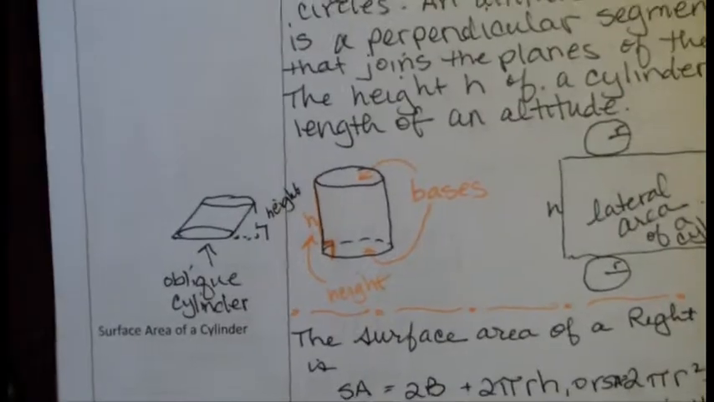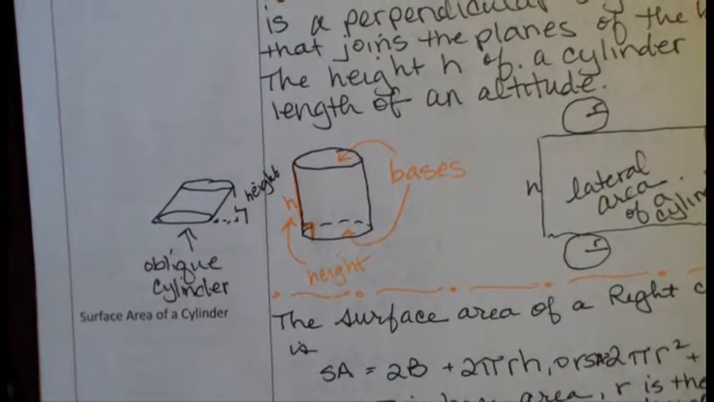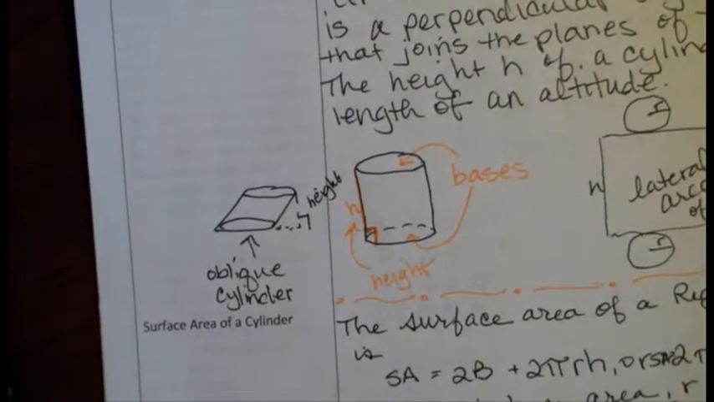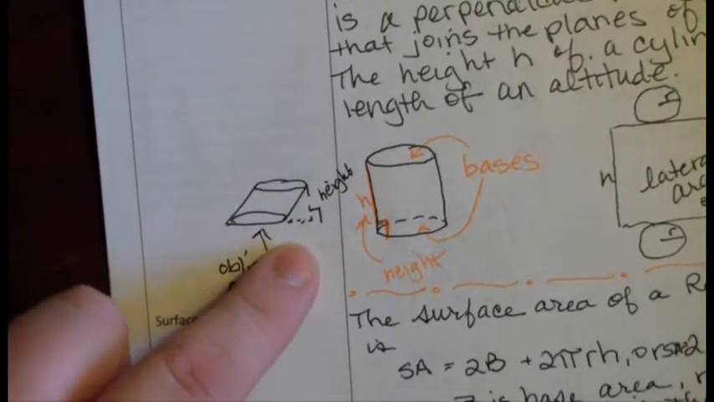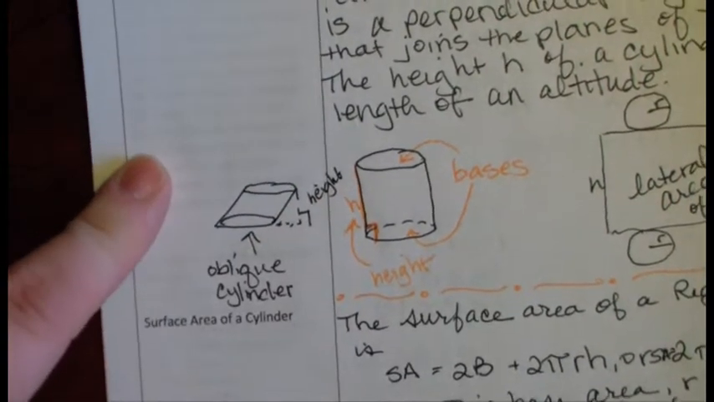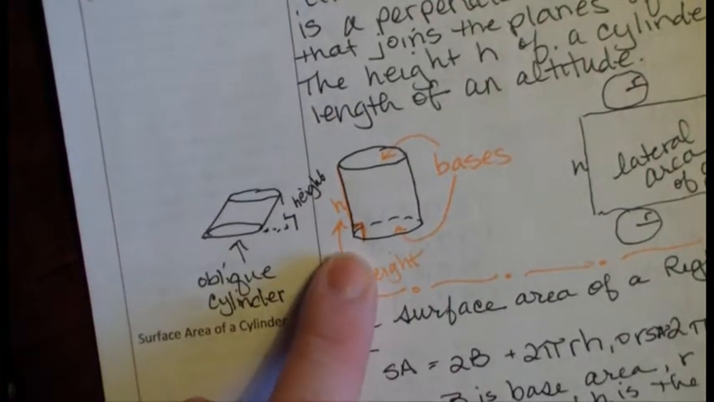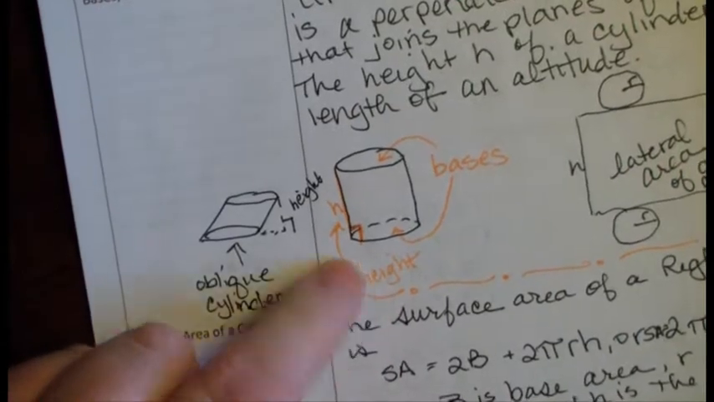Now, we do have right cylinders and oblique cylinders also. Oblique cylinders look something like that, where they're kind of shifted a little bit to the side, and the height tends to be outside of the cylinder. And so this would be an example of a perpendicular base, so it's a right cylinder.